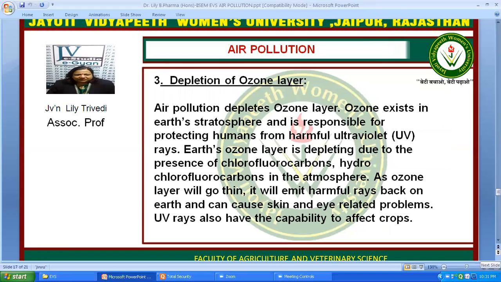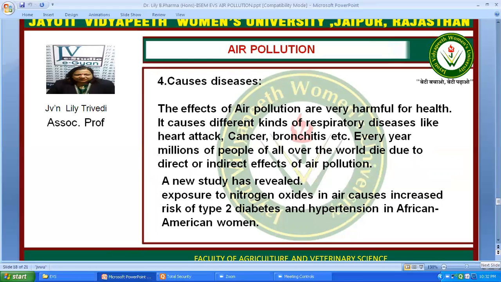Third is depletion of ozone layer. Now the ozone layer is present in the Earth's stratosphere and is responsible for protecting from ultraviolet rays. It is depleted due to the presence of chlorofluorocarbons, hydrochlorofluorocarbons in the atmosphere. So when the ozone layer goes thin, the harmful UV rays come on the earth and cause skin and eye related problems, as well as they affect the crops. Fourth is cause of disease. Air pollution is also the cause of many respiratory diseases like heart attack, cancer, bronchitis, etc.